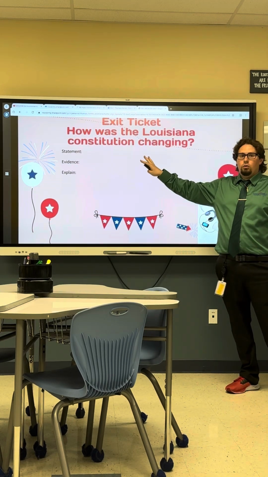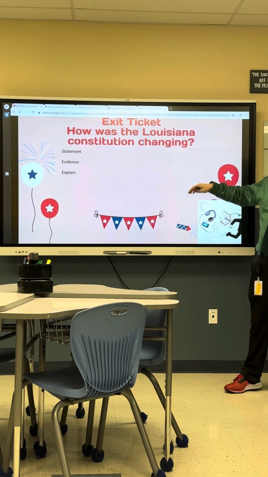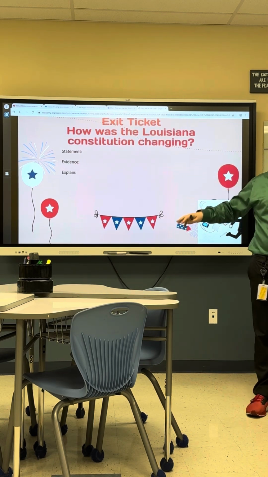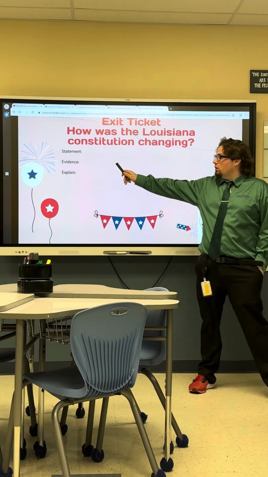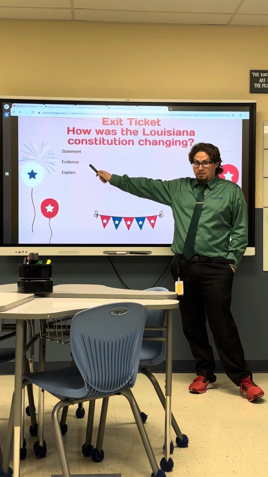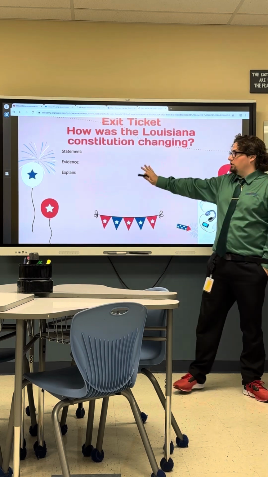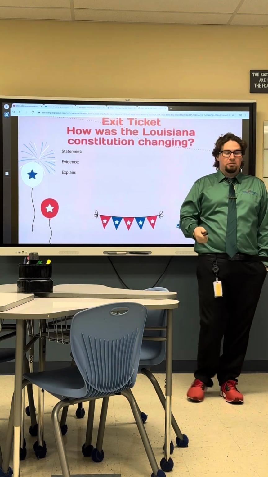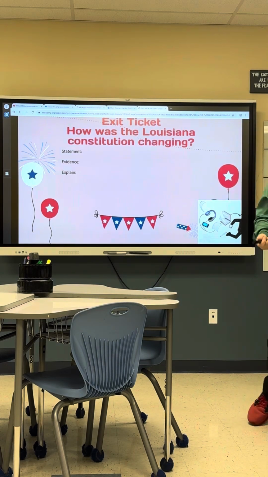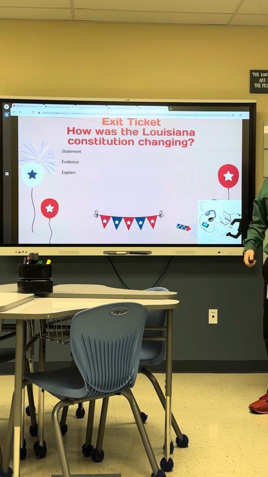So I just want to know, from what we started to 1898, where are we at with the Louisiana Constitution? Please make sure you post a piece of evidence from the text, from that reading, and I want you to explain it. Don't just put your evidence. We don't know what you're talking about. You have to show your work. You have to explain. Okay?